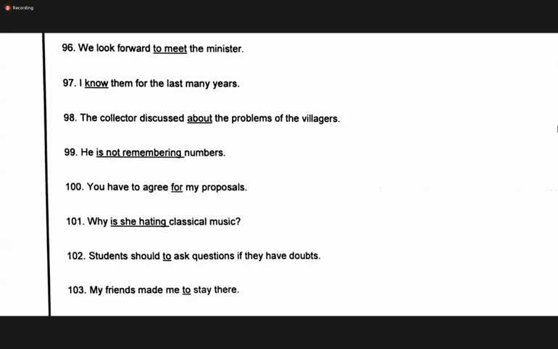98. The collector discussed about the problems of the villagers. Discussed is a transitive verb. Yes, about should be removed. Discuss is a transitive verb, so it must be followed by an object, not a preposition. Remove the preposition. The collector discussed the problems of the villagers.